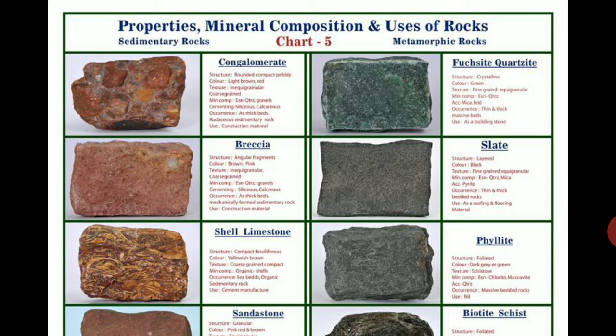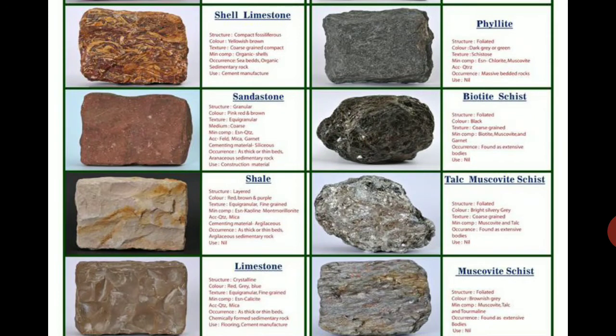Next is shell limestone. Fossils are present in this, that's why it is called shell limestone. This belongs to the organic type of rock. Structure is compact, fossiliferous, which means fossils are present in the limestone. Some ferrous iron content is there.